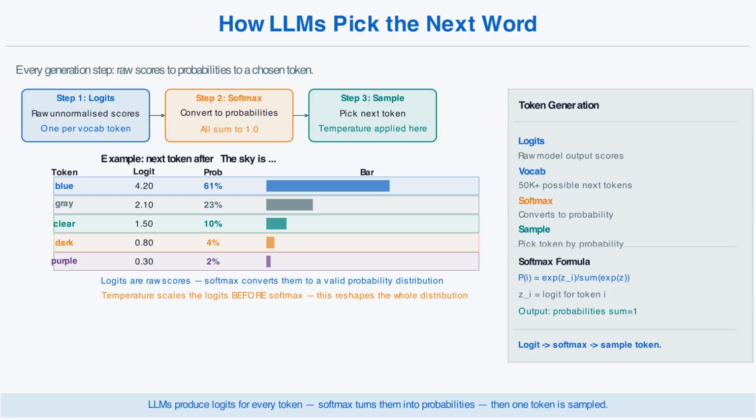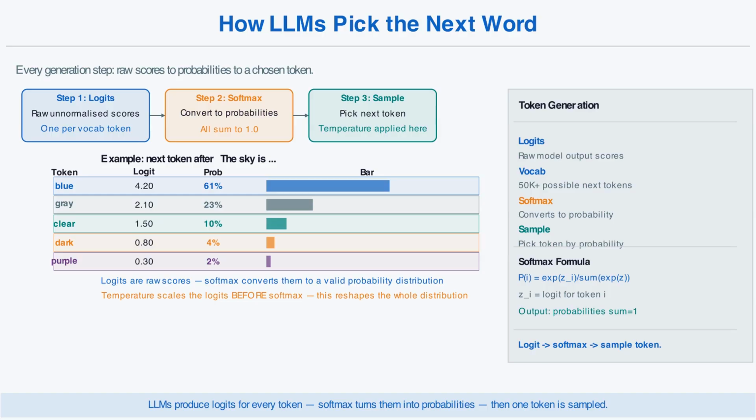Second, the softmax function converts these logits into a valid probability distribution. Every token gets a probability between 0 and 1. All probabilities sum to exactly 1. Third, the model samples one token from this distribution. That sampled token becomes the next word in the output. Temperature operates in this third step. It reshapes the probability distribution before sampling happens.